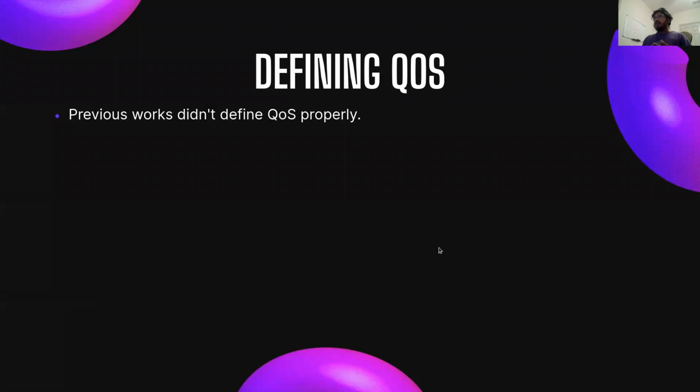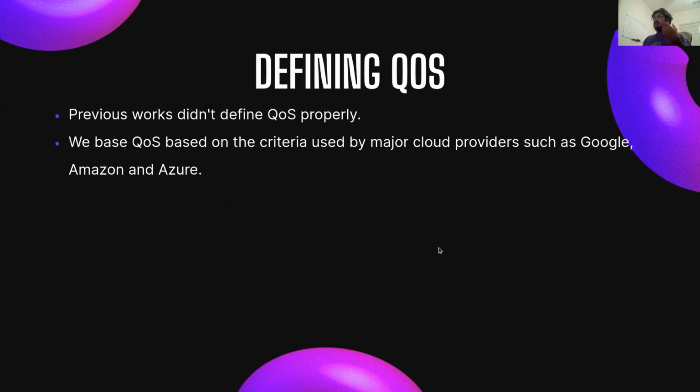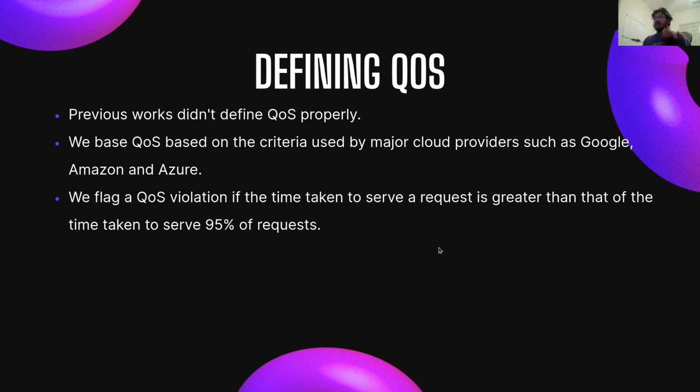So defining QoS was that the previous works basically did not define what a QoS means. They basically just said QoS is violated, but without really giving what a QoS is. And we base our QoS on the criteria which is provided by major cloud providers such as Google, Amazon, Azure, and we flag a QoS violation if the time taken to serve a request is greater than the time taken to serve 95% of requests. It might be confusing, but stay with me for a second.